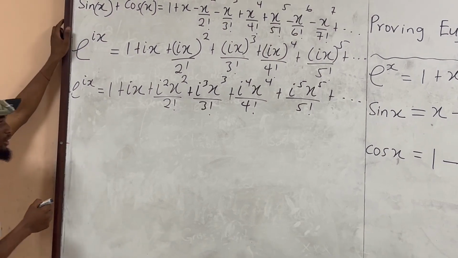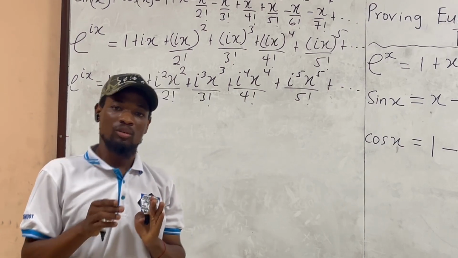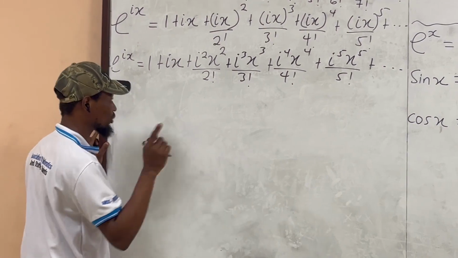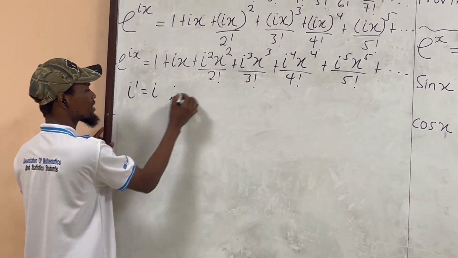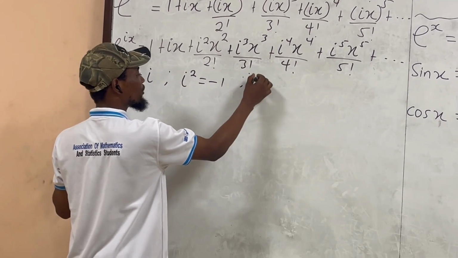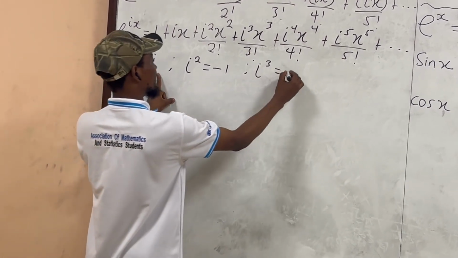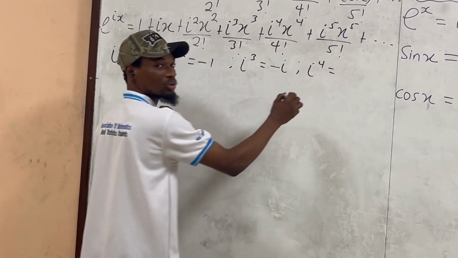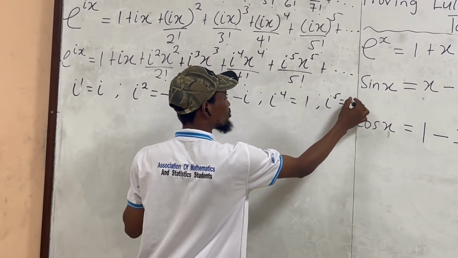So note this, from the introduction to complex numbers, we learned that i raised to the power 1 is the same as i. Then i raised to the power 2 is the same as negative 1. Then i raised to the power 3 is equal to this by this, so I have negative i. And i raised to the power 4 is the same as what? Positive 1. Then i raised to the power 5 is equal to i.